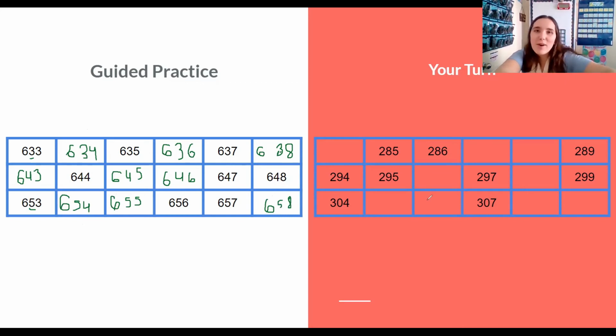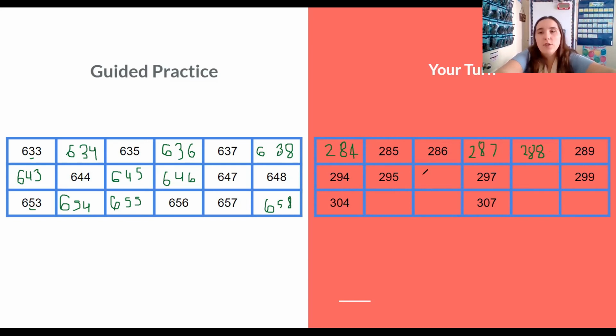Come back to me when you think you got them all done. Okay, I am going to quickly fill these in, so double check yours, maybe put a star or a check next to each one you got right. So I know that this is going to be 284 because the one below it is 294, and 10 less than that would be 284. 285, 286, 287, 288, 289. Okay, we're down to the next row.